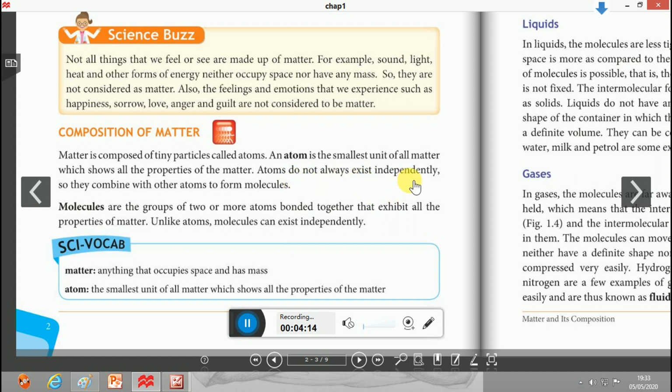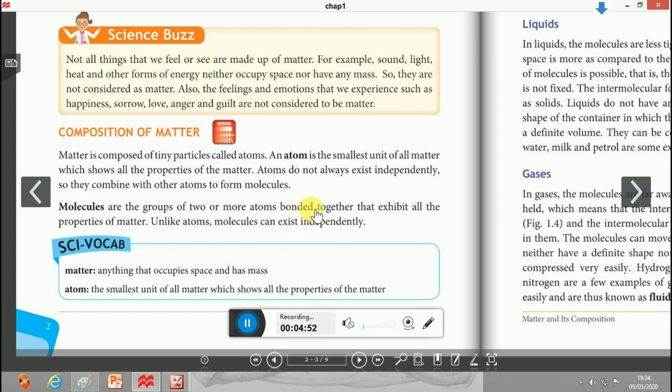Atoms do not always exist independently. Independent existence of atoms is not possible. Atoms combine with each other to form molecules. Now these molecules have independent existence. They are made up of atoms. Molecules are groups of two or more atoms bonded together that exhibit all the properties of matter.